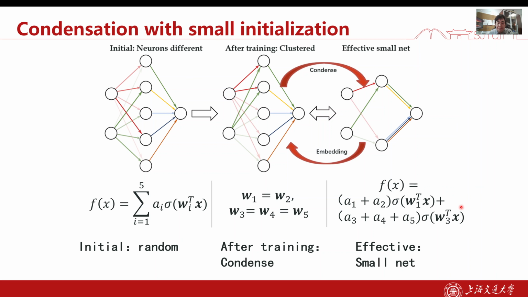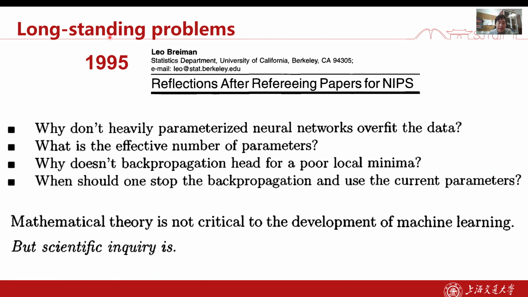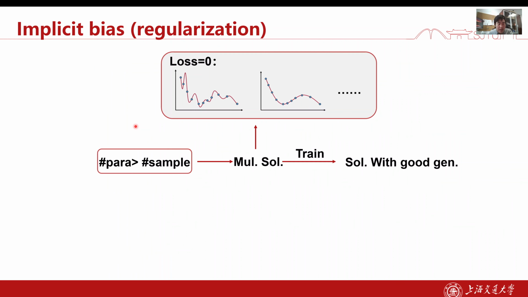So we have mentioned these long-standing problems proposed by Leo Breiman. Why don't heavily parameterized neural networks overfit the data? Now we can provide an answer to this question. For the model or network, if the number of parameters is larger than the number of samples, for the same training data, we can often have multiple solutions. And after training, the neural network can always pick a good solution.